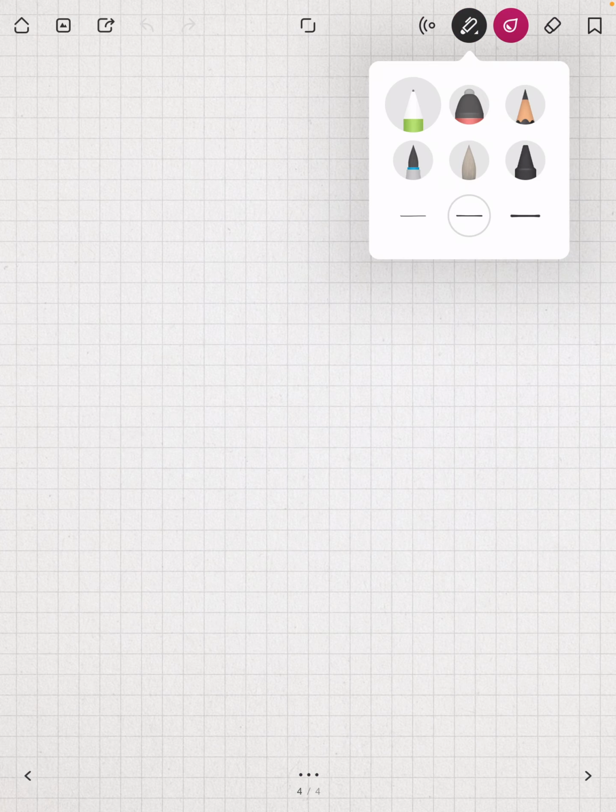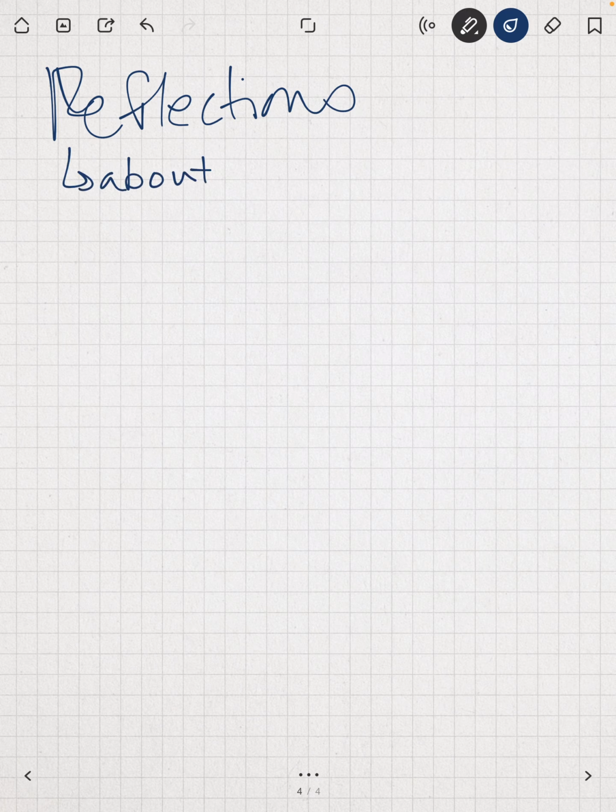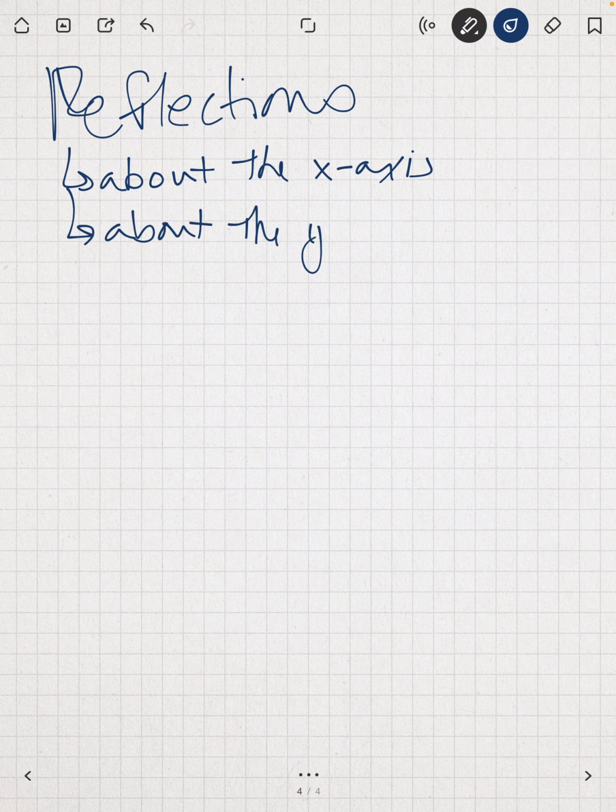Let's consider reflections. A reflection can happen one of two ways. It can happen about the x-axis or about the y-axis.